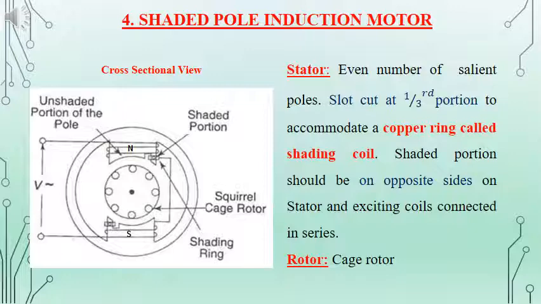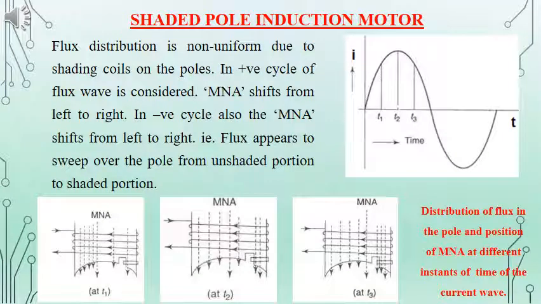The rotor is the same as in the previous cases, that is only the cage type of rotor. Because of the slot that is made and the shading coil provided, the air gap flux produced in the shaded pole induction motor will be a non-uniform one. When we consider the positive cycle of the flux wave, we can find the MNA, that is the magnetic neutral axis, shifting from left to right as shown in the figure, and for the negative cycle also the MNA will be shifting from left to right.